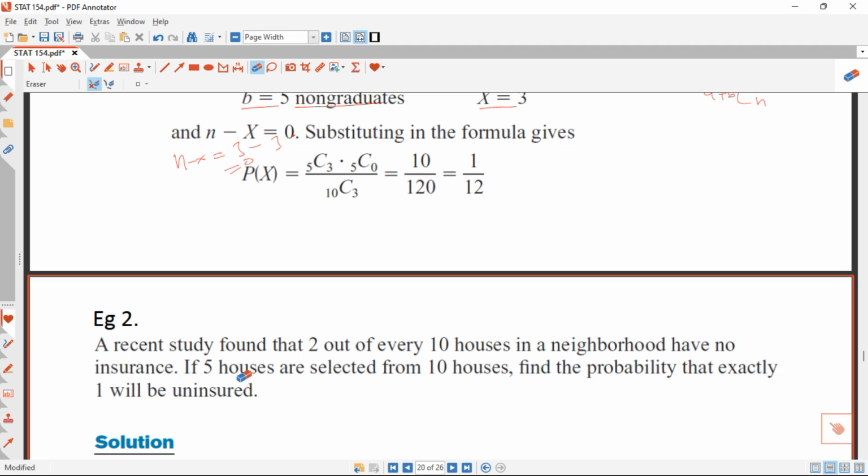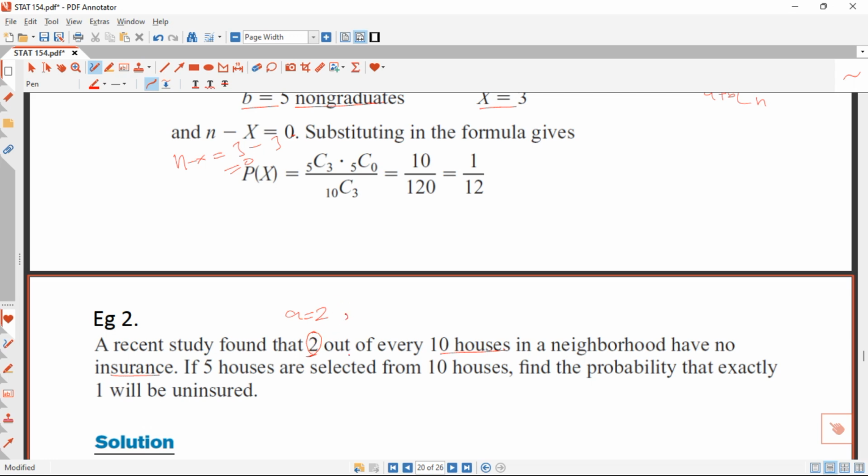So here we have been given a study to find something in, let's say, a neighborhood. What we can see here is that we have been told that 2 out of every 10 houses in a neighborhood have no insurance. So here our A will be given as 2, since there are 2 out of 10 houses in the neighborhood having no insurance.